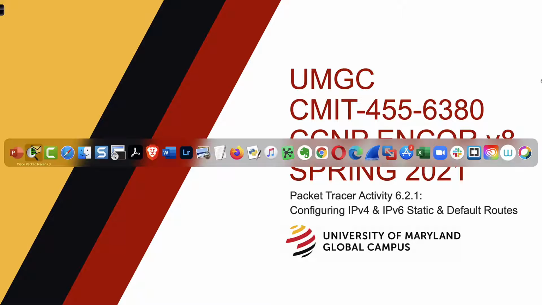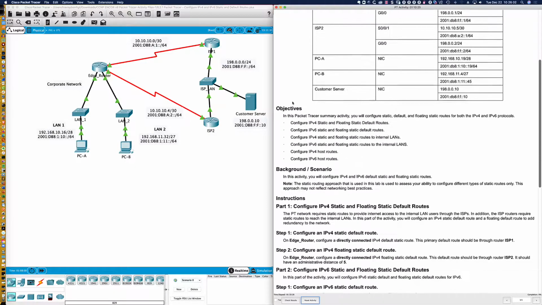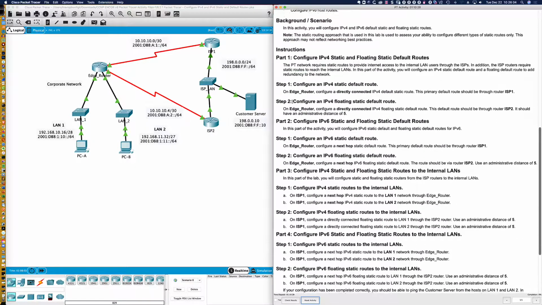So let's take a look at the topology we're going to be working with here. In Activity 6.2.1, you can see we've got our addressing table, which has been provided to us. I like the topology we're working with here. We've got an edge router connected out to two internet service providers. We've got the ISP LAN. You can see the L is cut off there a little bit, but we have the ISP LAN out to a customer server out here somewhere on the internet. So let's go ahead and dive in.